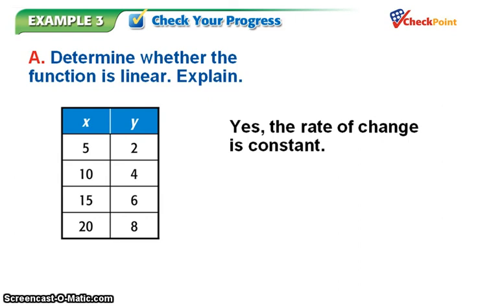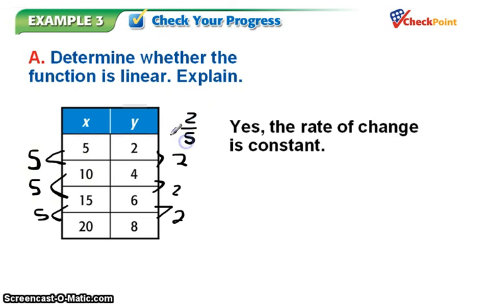Let's take a look. How is it constant? Well, from here to here is a change of 5. From here to here is a change of 5. From here to here is a change of 5. From here to here, change of 2. Here to here is a change of 2. Here to here, change of 2. So you can see that your change in y over change in x, your constant rate of change, is 2/5. And each time it changes by 2/5. So that's a constant rate of change.